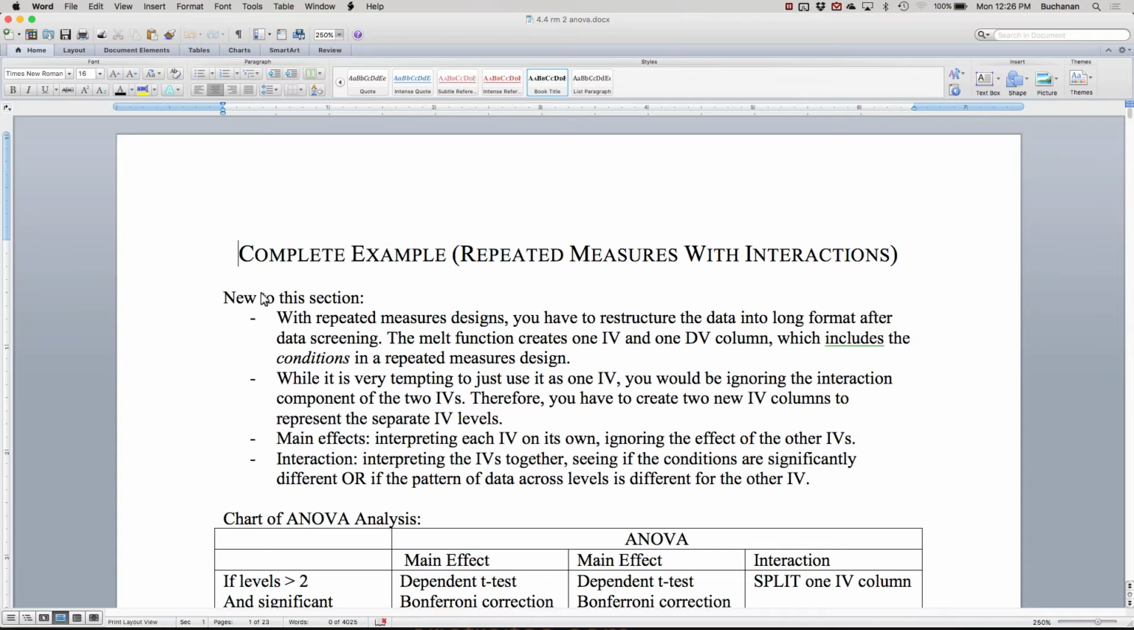And I found an easier way to do this than what we did last year. So I'm going to create myself 2 new columns, and we'll talk about how I do that in a minute. It is very tempting to treat this as 1 IV, but then you will miss the fact that there's an interaction. So we have to have 2 IVs. And we've talked about this before, but I want to go over it again. So specifically today, we're going to do some data from my lab.